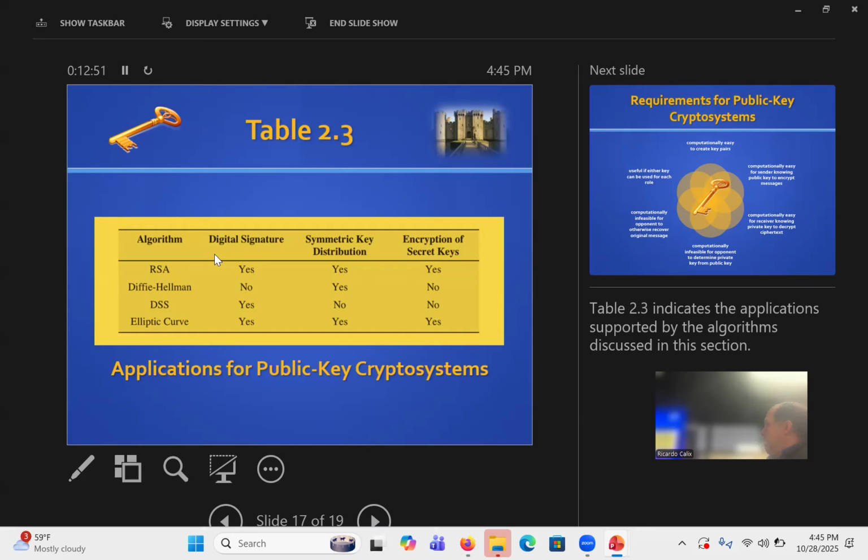So our goals are digital signature, symmetric key distribution, and encryption of secret keys. RSA can do this. Diffie-Hellman has had some limitations in the past in particular, and elliptic curves are also very popular today, considered a slightly more advanced technique. Okay, but yeah, these are the three important asymmetric algorithms, essentially for key exchange.